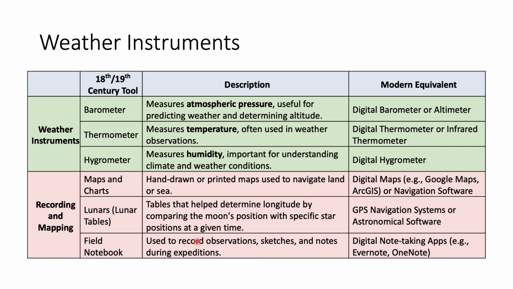Field notebook was generally used to record observations, and people used to even draw sketches of the mountains and rivers where they were going. They also took notes during the expeditions. These were handwritten. Currently we use digital note-taking applications like Evernote, OneNote or similar software.